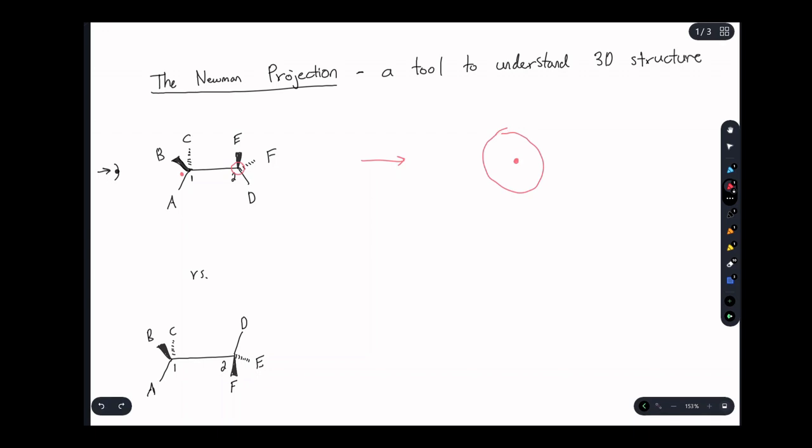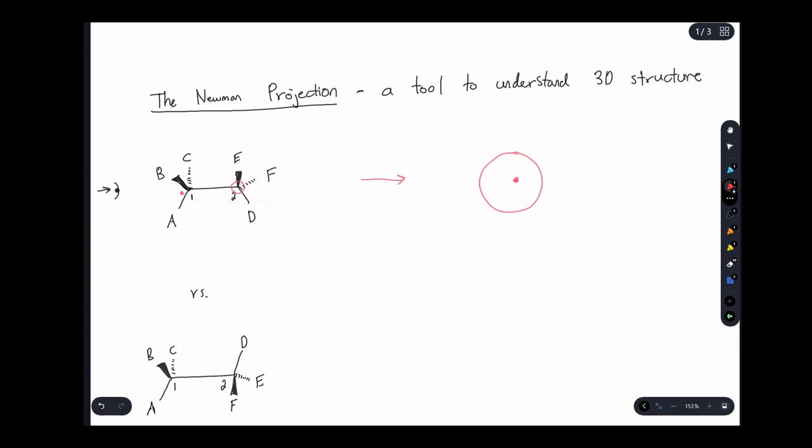I can probably draw a better circle than that. There we are. So the dot here represents carbon 1. And anything connected to carbon 1, which would include A, B, and C, will be drawn out of that dot. Now the back circle represents carbon 2.